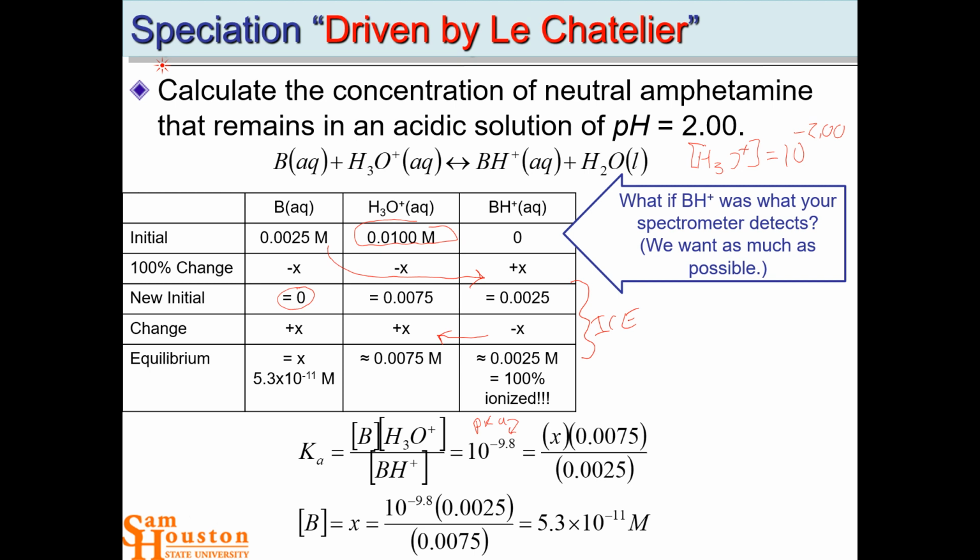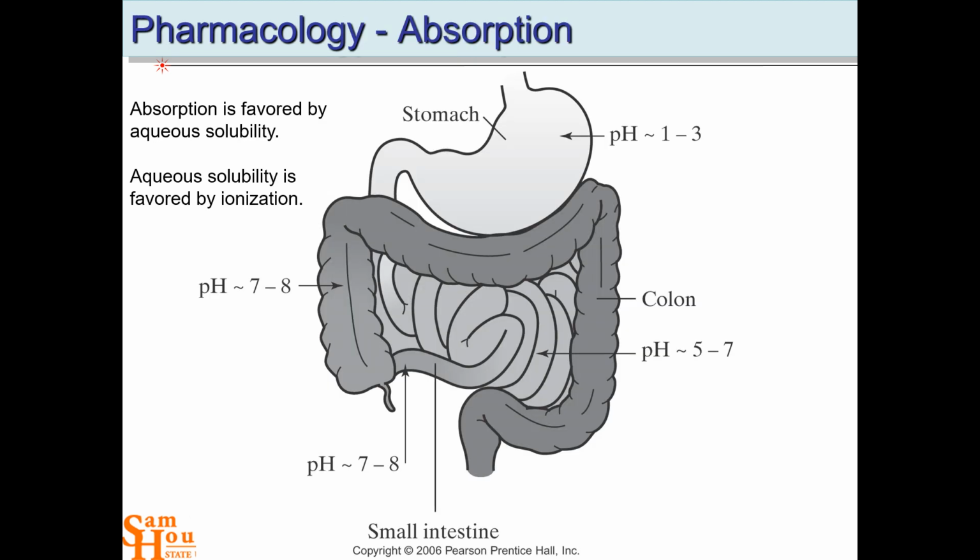Or in this case, if it was a drug and we want it to be absorbed, where would it be absorbed? You know, it would be absorbed in acidic medium. So bases would be absorbed in the stomach. So we can look at that. Where are things absorbed in the body? There's a pH of 1 to 3 for the stomach, 5 to 7 for the small intestine, 7 to 8 for the colon. So things are going to be absorbed in different areas of the body.